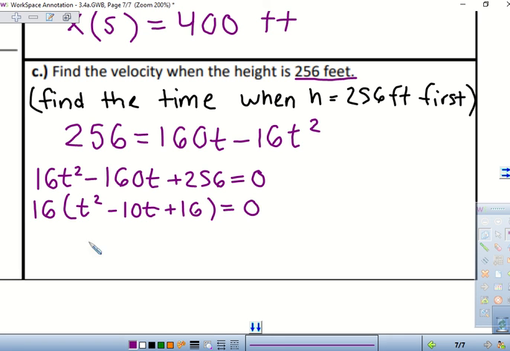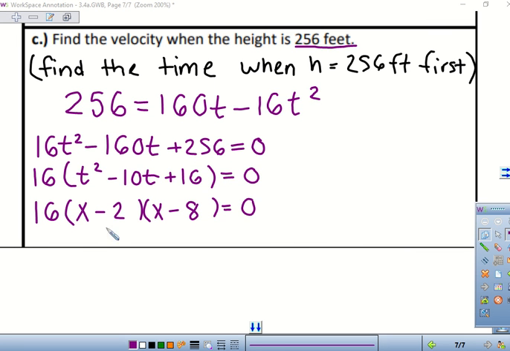And then what would I do from here? I'm going to see if this will factor. Negative 2 and what other one? Negative 8. Those would both multiply to give me a positive 16, but add up to a negative 10, right? Then what could I do with these amounts? Well, I should have kept it as t, but sometimes I just forget and I do x. Sorry about that. t equals 2 and t equals 8. These are both in seconds, right?